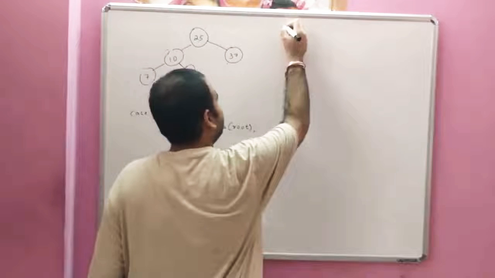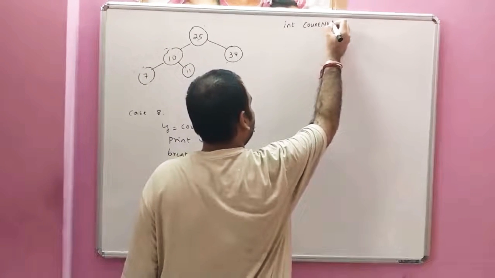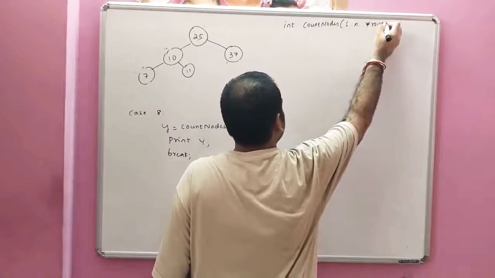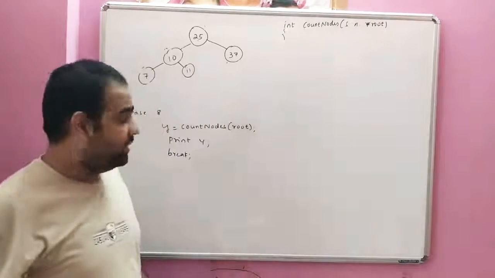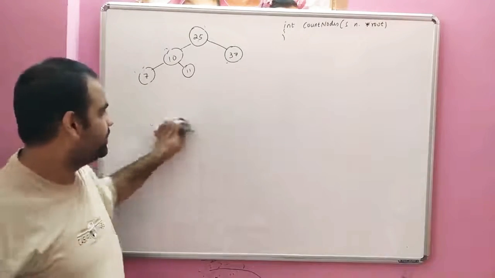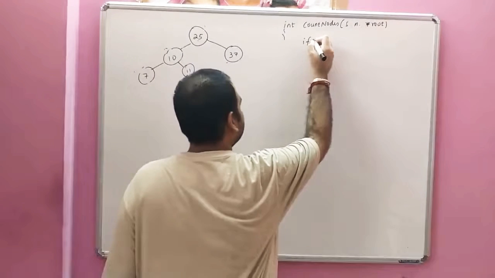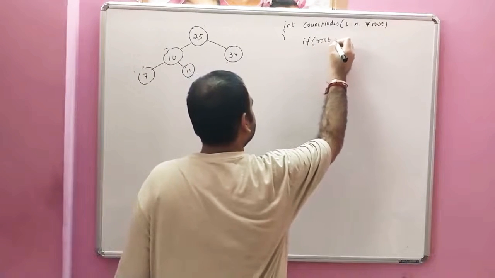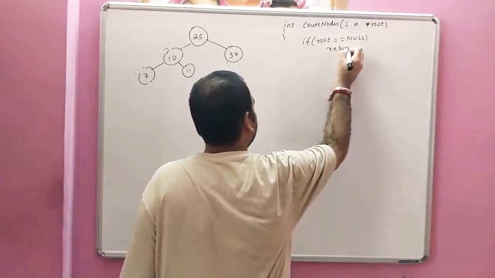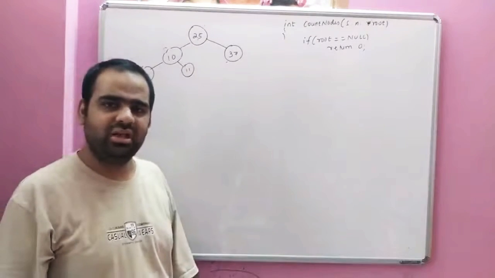Now how do I write it? I say int, what is the function name? The function name is count nodes. What is the first parameter? Struct node star root. Okay, now if the value of root is null, what does it mean? There are no nodes. And if there are no nodes, what should be the answer? The answer should be 0. Therefore, we say if root equal null, I write over here return 0. And this is the base condition of this recursion as well.